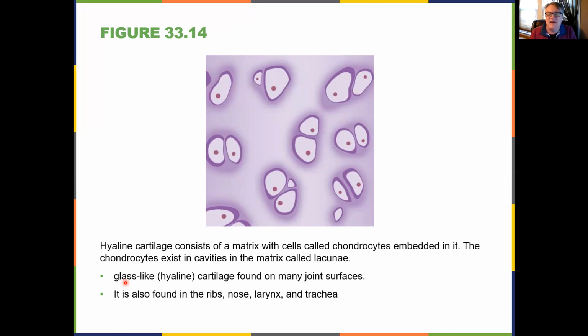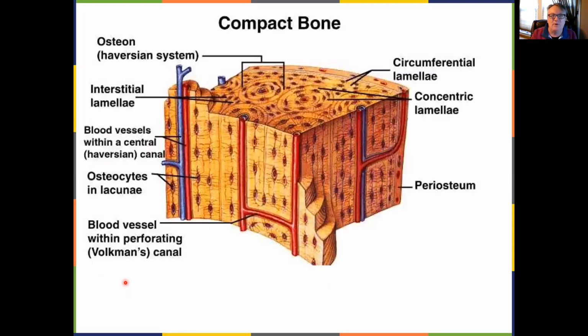So these have a specific function. It's rigid, much more rigid than dense connective tissue. And it's got a smooth surface to it, so it doesn't produce a lot of resistance or a lot of friction. But let's compare that to bone.